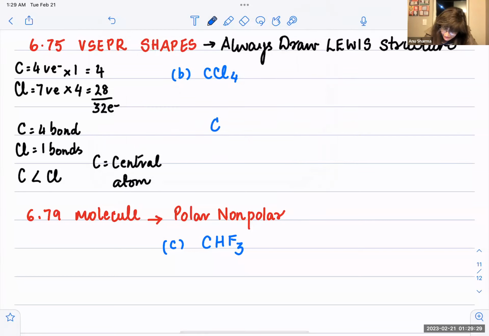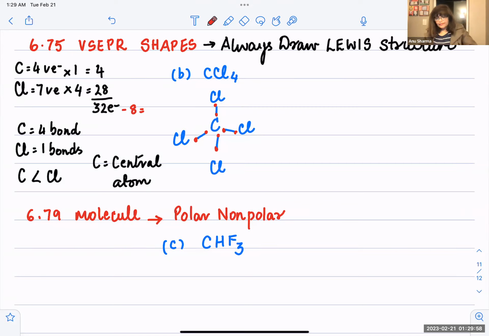Now we are going to make this. Here we have carbon, and 1, 2, 3, and 4 chlorines. Do not put these at 90 degrees. We'll draw it this way by default, because in 3D there's more space than just 90 degrees. It's more squished at 90 degrees. Now, how many electrons did we use? We used 1, 2, 3, 4, 5, 6, 7, and 8. So 32 minus 8, what do you get?